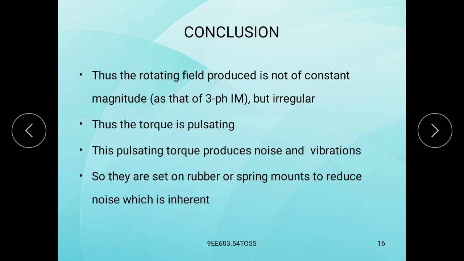So, conclusion: the rotating field produced is not of constant magnitude but irregular. Thus the torque is pulsating. This pulsating torque produces noise and vibrations. So they are set on rubber or spring mounts to reduce noise, which is inherent.